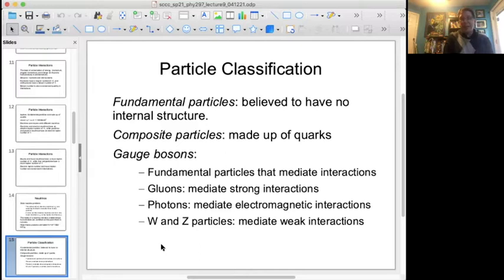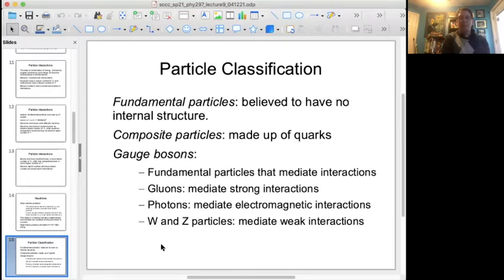So you have the fundamental particles, which again are the quarks and the leptons. Composite particles are made up of quarks. So leptons exist by themselves, but composite particles are made up of quarks. And so we'll talk a lot about them.